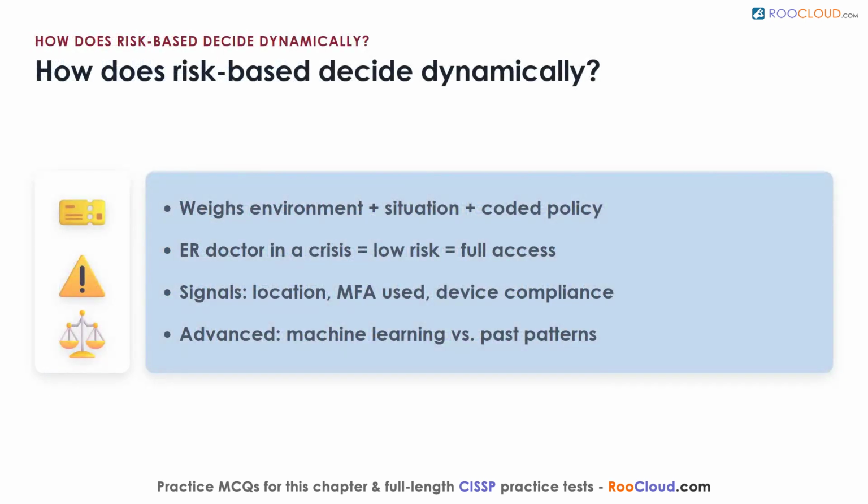Finally, a model that adapts in the moment. How does a risk-based model decide access on the fly? By weighing the environment, the situation, and policies written directly into software code. Consider a patient record system.